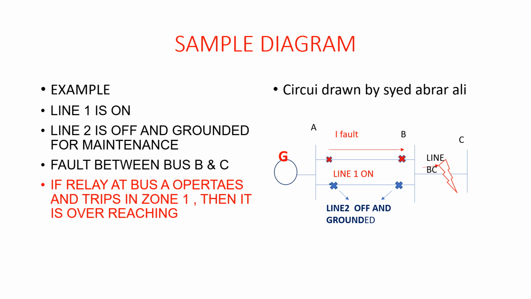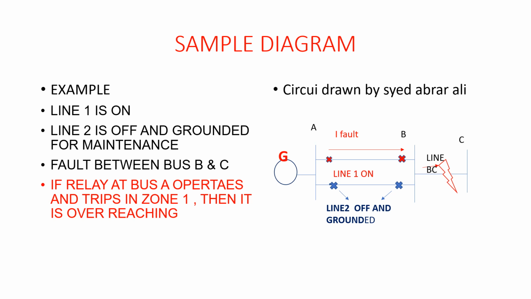So the measurement of this line up to the fault is affected due to the grounding of this line. This is known as overreaching, that this relay is overreaching the setting which is already done. What is the setting? For this line, the zone 1 setting is 80% of this line AB.